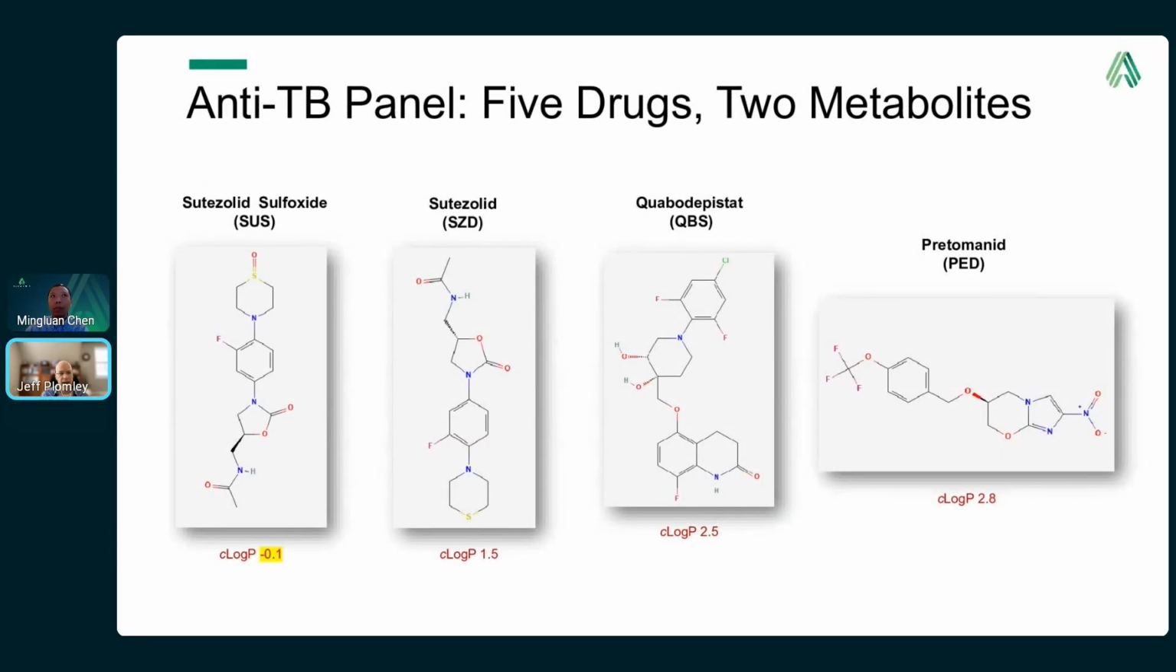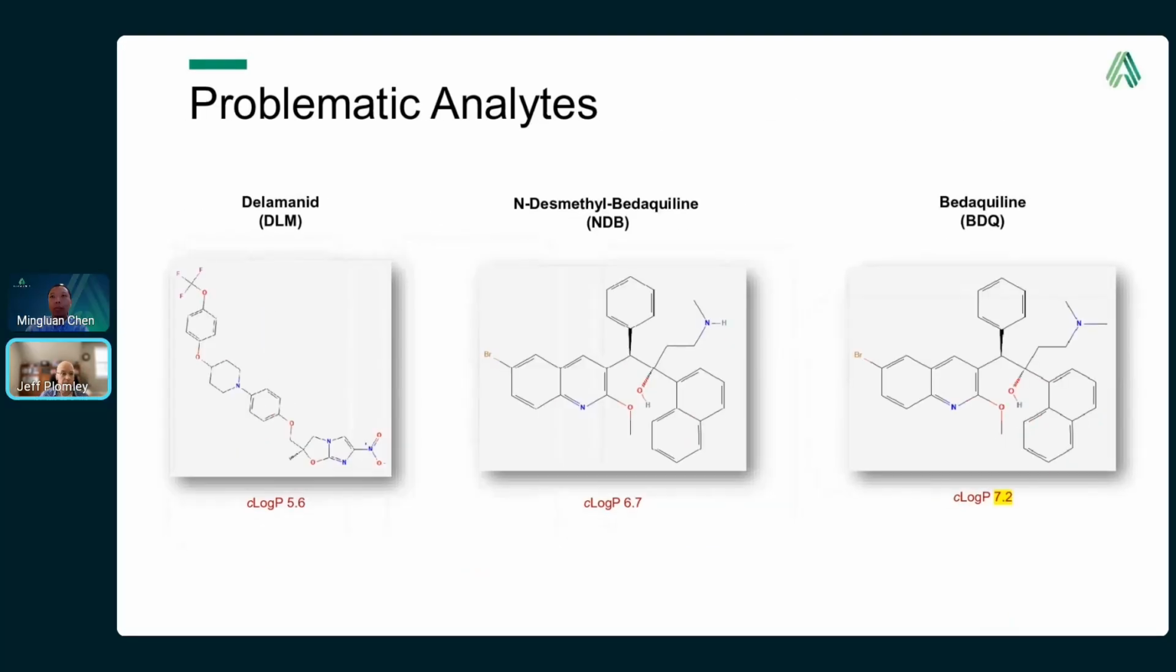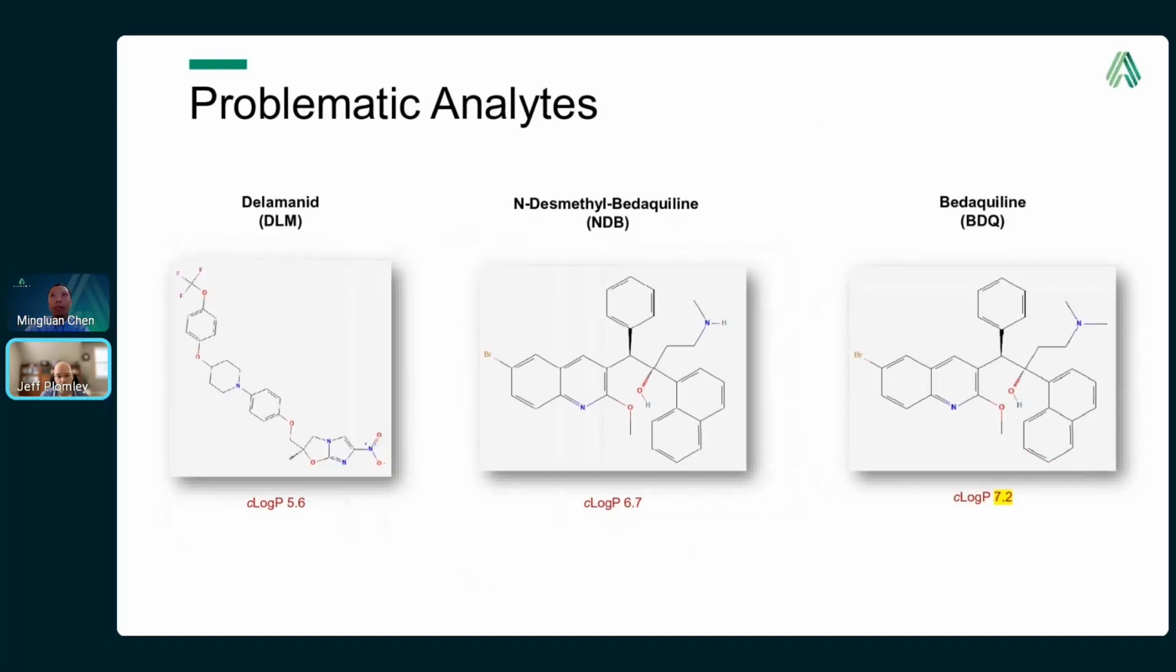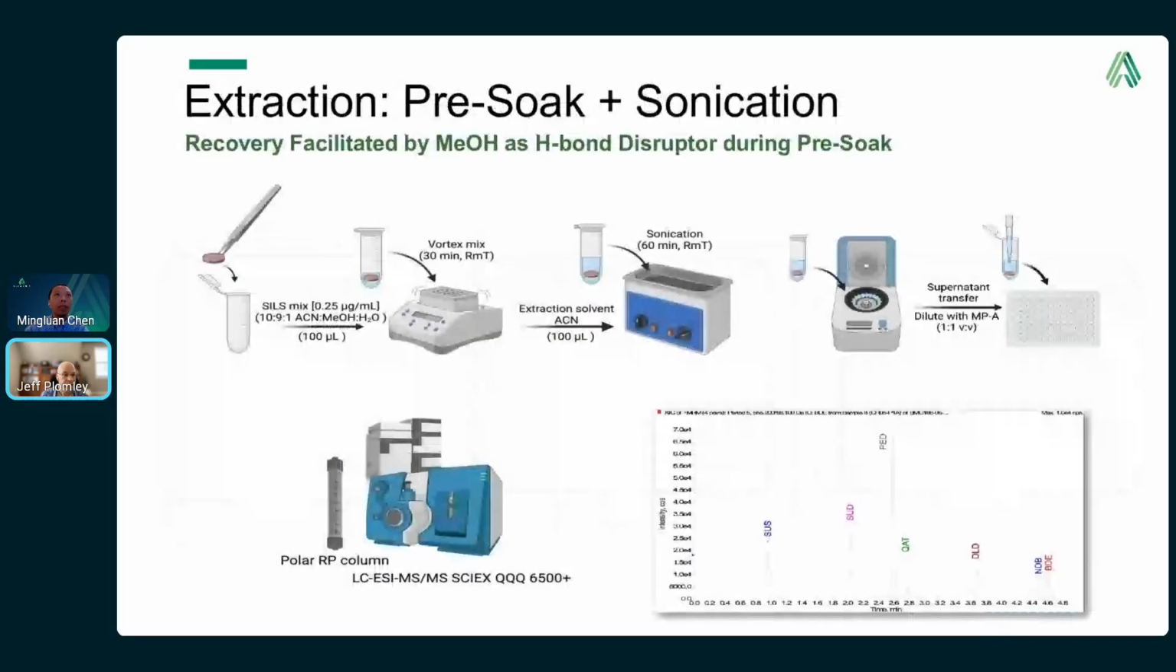And so the anti-TB drug panel consisted of 5 drugs, 2 metabolites: sutezolid sulfoxide, sutezolid, quabodepistat, and pretomanid. And then the problematic analytes, delamanid, N-desmethylbedaquiline, and bedaquiline. And in terms of calculated log Ps, we're going from a negative 0.1 to 7.2. So a pretty broad polarity range.